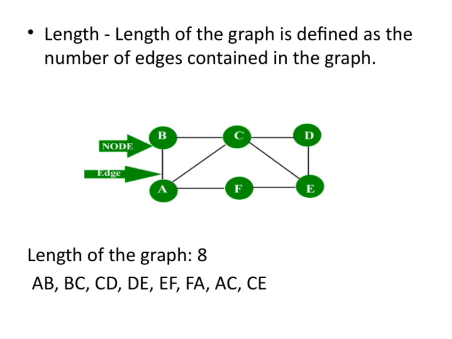The length of a graph is essentially defined by the number of edges it contains. Think of each edge as a connection between two vertices, and the total length counts all these connections within the graph. In this specific example, the length is 8, which means there are 8 edges connecting various points. These edges are OB, BC, CD, DA, EF, FA, AC, and CE.